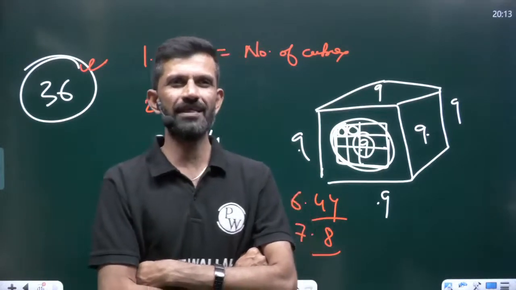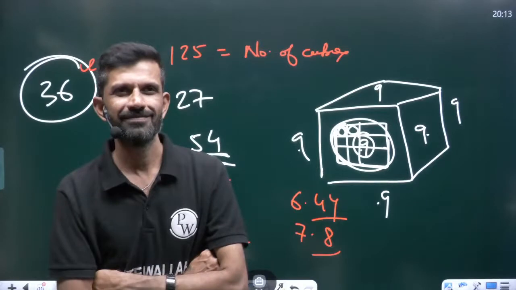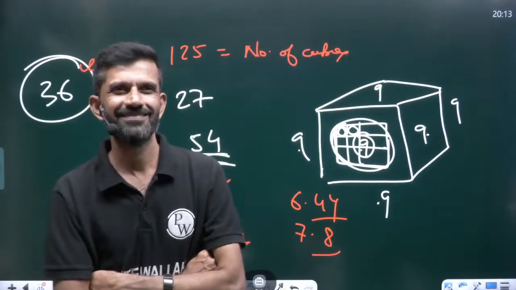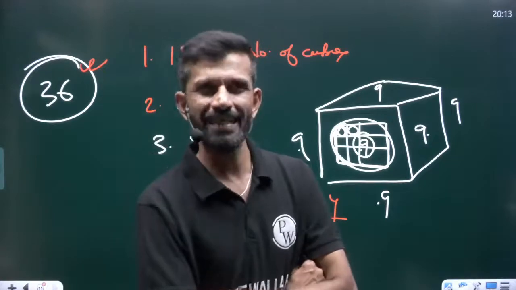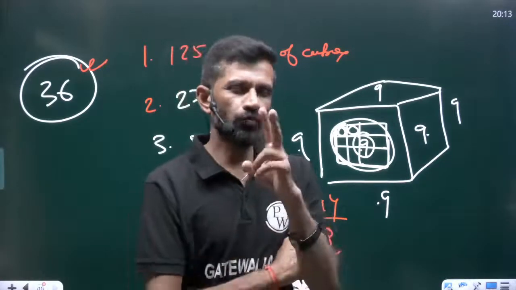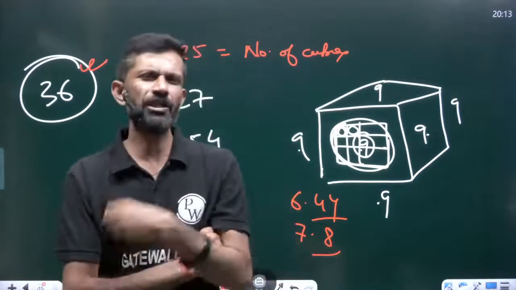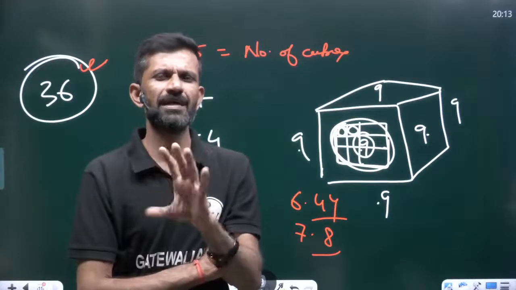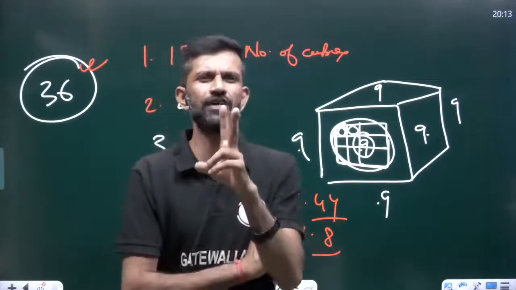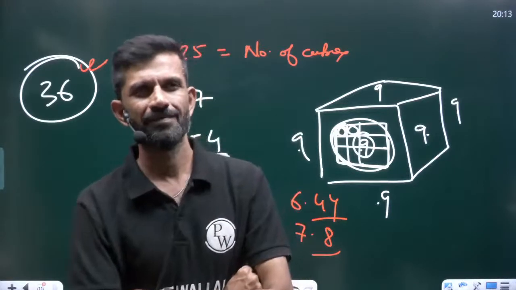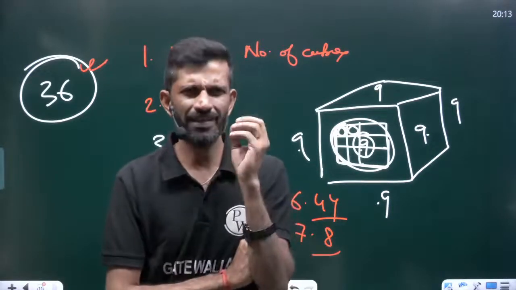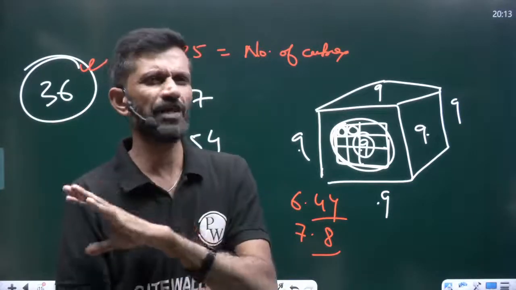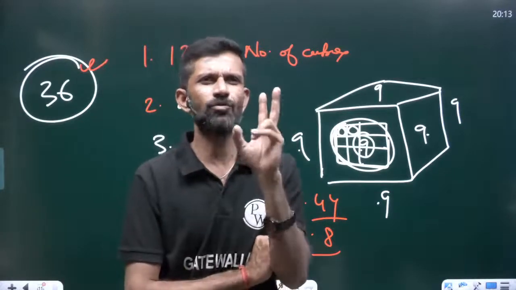Milind, shall I say it in Hindi? If you want. 8. Very good. Three faces painted, it is 8. Two faces painted, how many are there? Without any condition. Same color, different color, without any condition. Whether the color is same or not, we are not bothered about. We are asking only two faces painted.